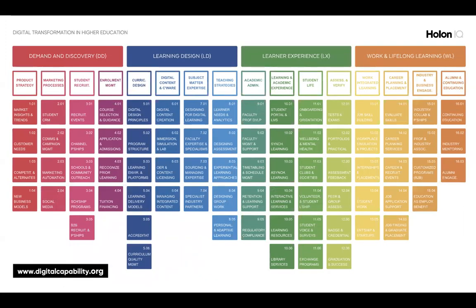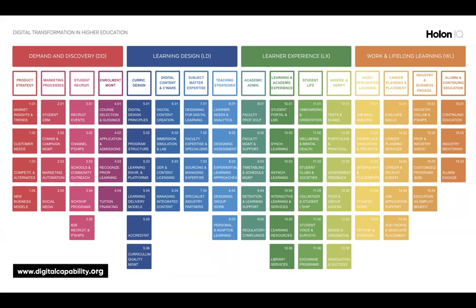The framework has different levels and focuses on 4 different areas of the organizational and learner life cycle. From top to bottom, at the very top, you have 4 dimensions. These are demand and discovery, learning design, learner experience, and work and lifelong learning. And you can see already how they work through the various departments of a university or stages that a student might go through in their journey through a university.